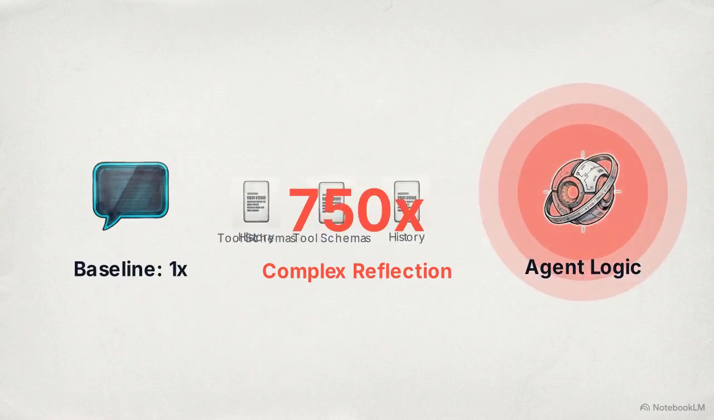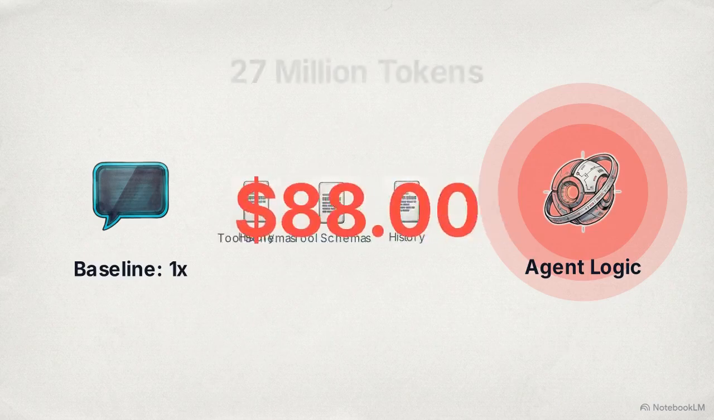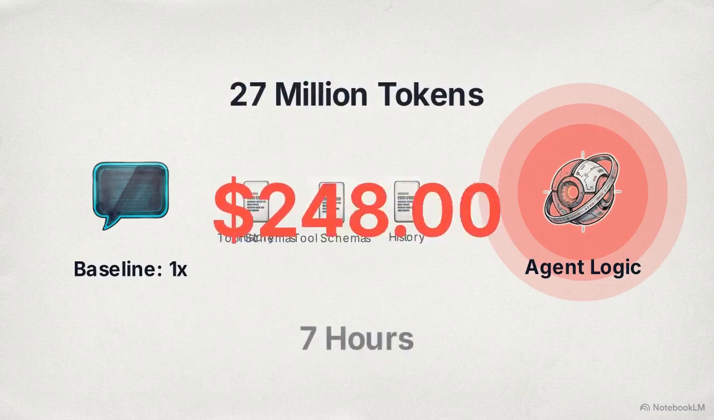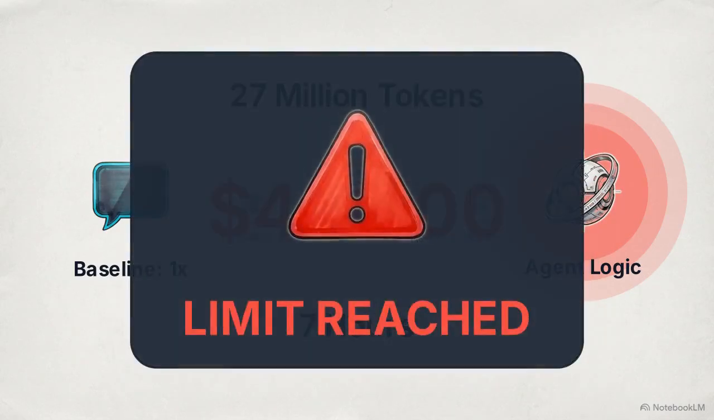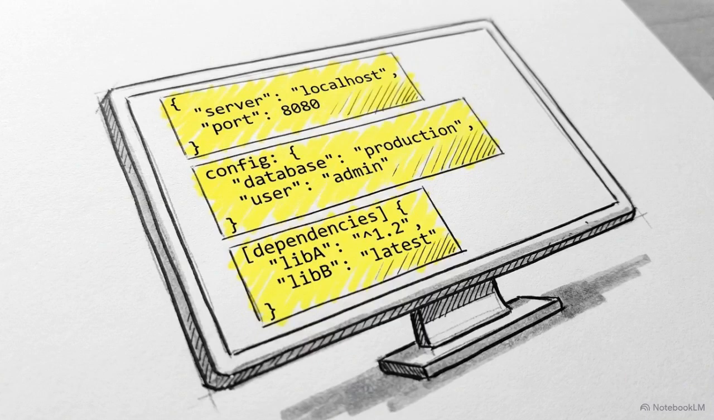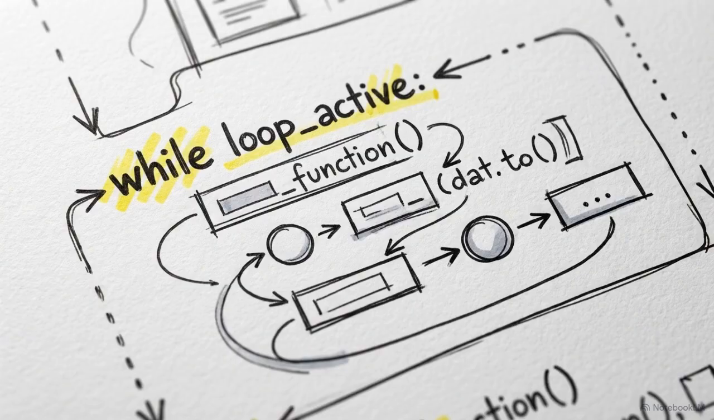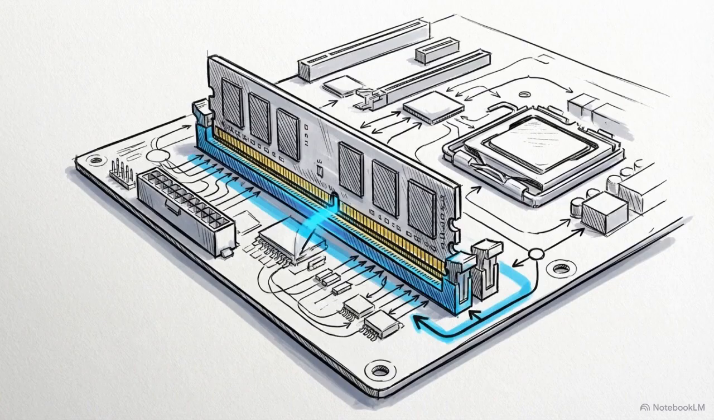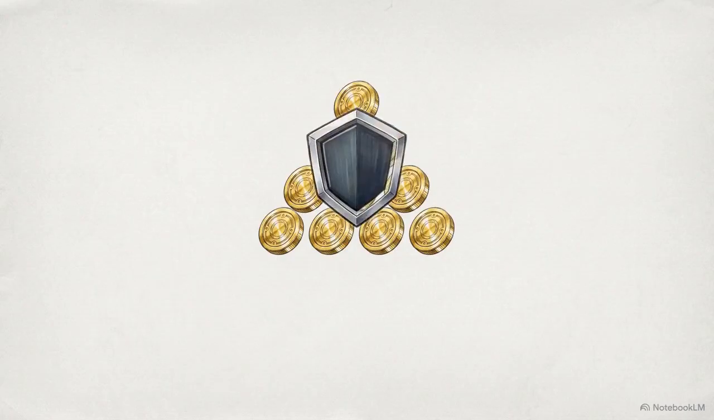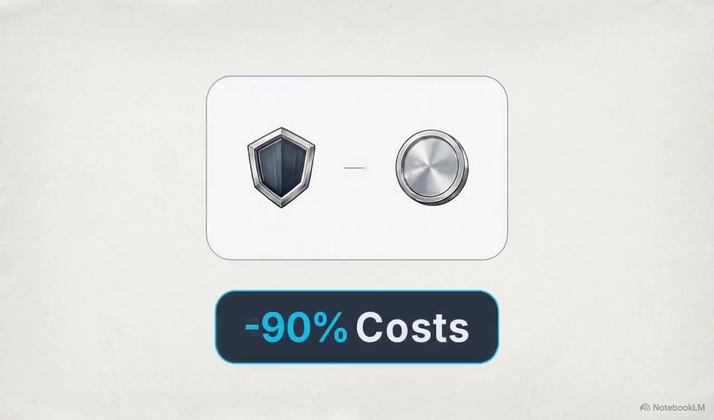In one documented case, a runaway agent consumed 27 million tokens over 7 hours, racking up a $400 bill for a single failed task. Implementing 3 specific changes, first, iteration caps, next, model routing, and prompt caching, provides the control necessary to reduce these operational costs by up to 90%.